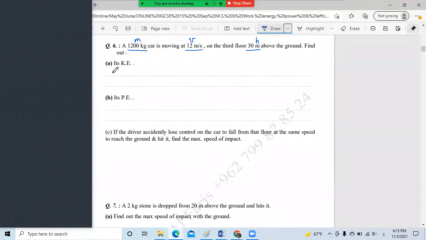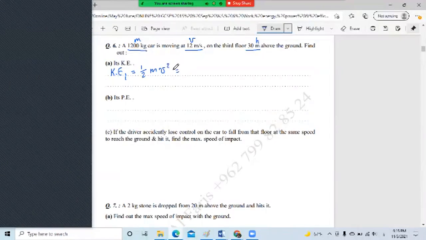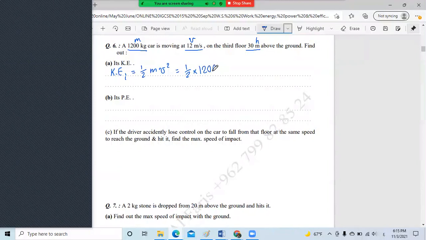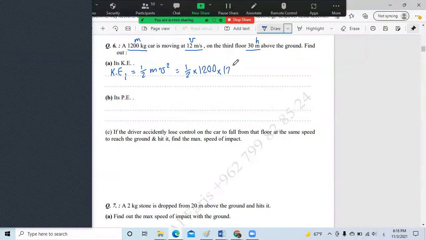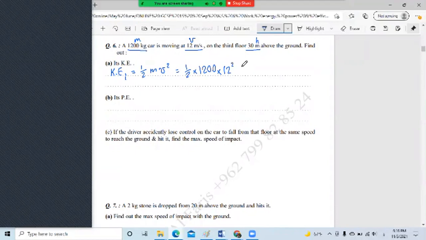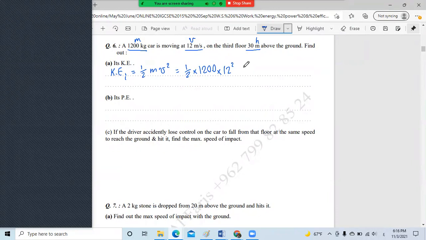Now, the formula: it's obvious that kinetic energy initially in this position equals half mv squared, which is half multiplied by the mass, 1,200, multiplied by the speed, 12 squared. By using the formula, we will get half times 1,200 multiplied by 12 squared. And the answer will be 86,400 joules.